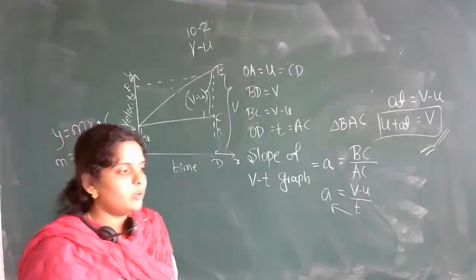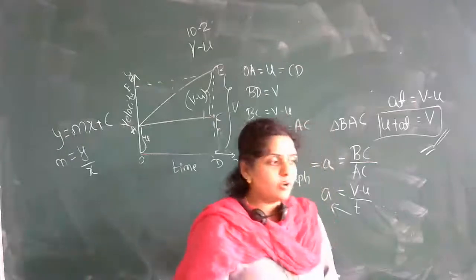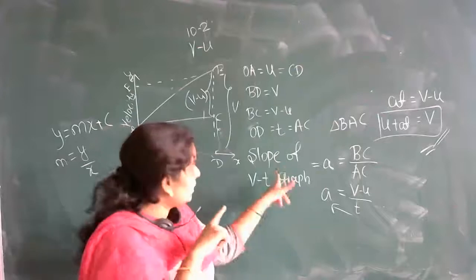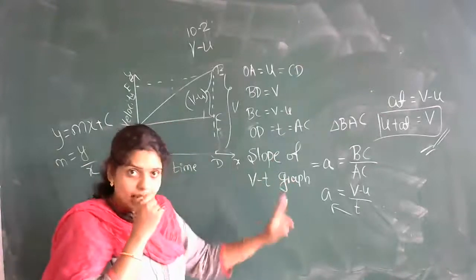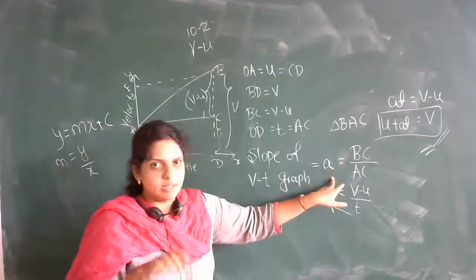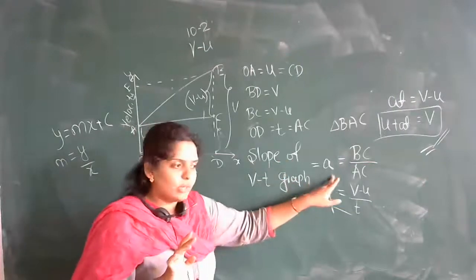Rate of change of velocity. In yesterday's class, acceleration: rate of change of velocity is nothing but what? Acceleration. Therefore, here I have written directly that slope of VT graph is equal to acceleration. Is it clear now? Why have I taken slope of VT graph equal to a?